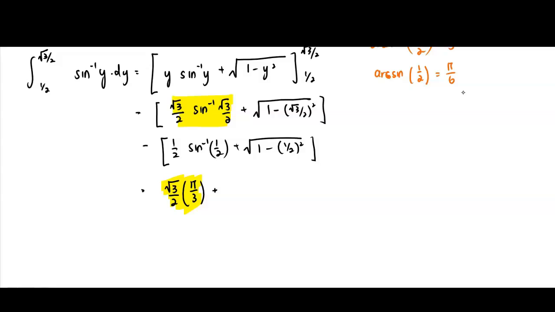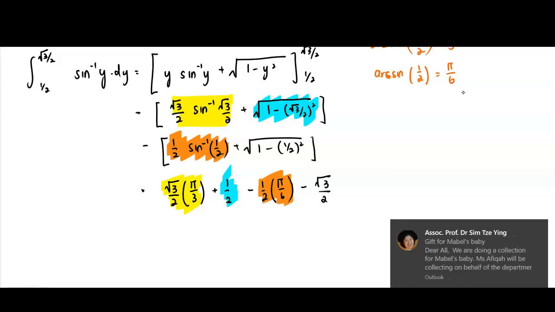Now the next one, 1 minus root 3 over 2 whole thing squared, under root. You will get a half there. So I'm going to highlight in blue. This term you're going to get a half. Then we're going to minus off with this term, half. Let me make it highlighted orange. Okay, we're going to do the orange color now. Half arcsin half, arcsin half is pi over 6. Alright, so this is the orange. And the last one, I'm not going to color it. You solve this, you're going to get minus root 3 over 2.